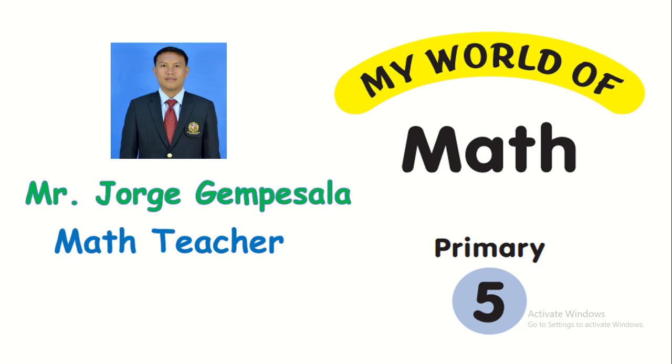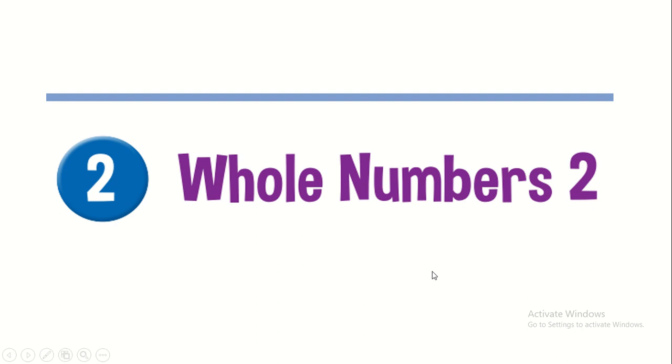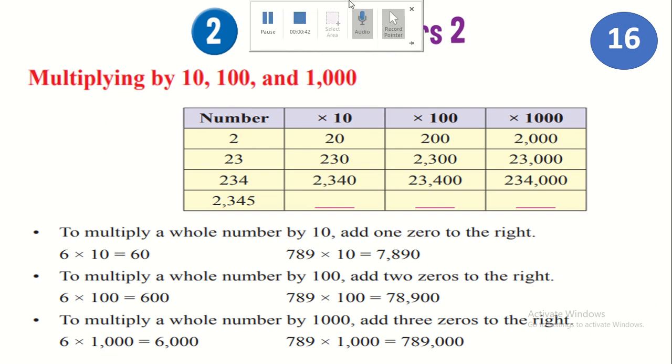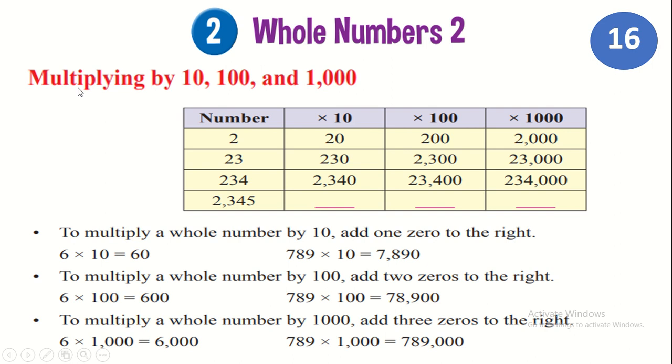Today we have a new lesson about whole numbers 2, Unit 2 in your book. We start with page 16. Whole numbers 2: multiplying by 10, 100, and 1000. Look at the chart here.